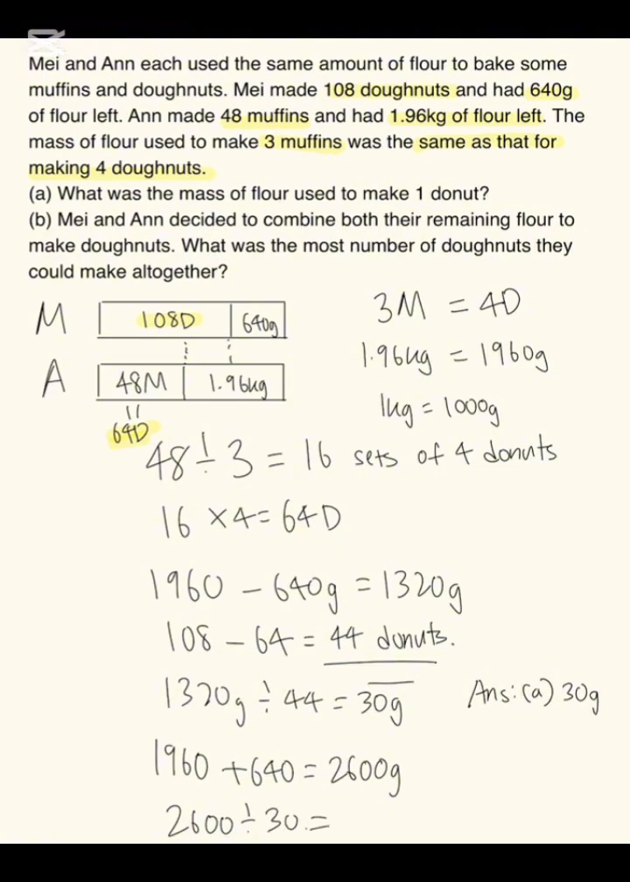Divide by 30. Let's do it traditionally. 2600 divided by 30. This one is 8, minus 240. This is 20. And then another 6, so minus 180. This gives me 20. So it's 86, remainder 20 grams. So actually the answer for part B is 86, because 20 grams is not enough to make 1 more donut.